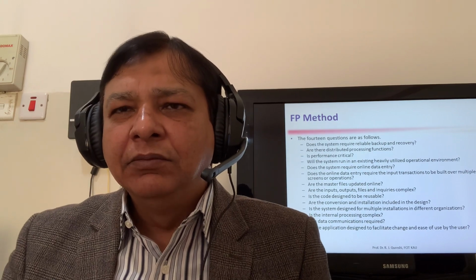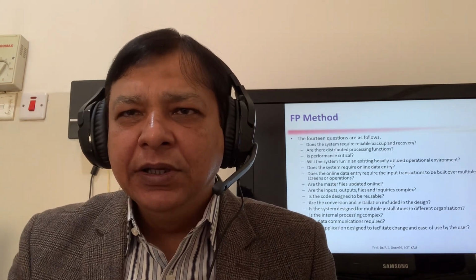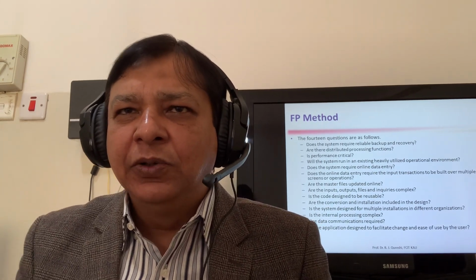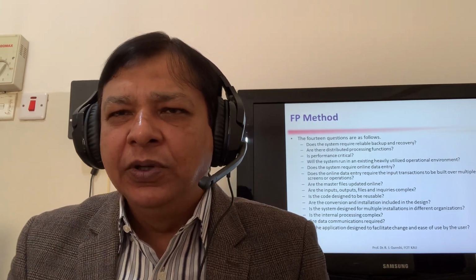But for an attendance system or inventory system, you may have 2 or 3. So in this way, you have 14 questions. You will answer each question, scaling between 0 and 5. The summation of these 14 questions is equal to sigma Fi. So you will put the sigma Fi value.